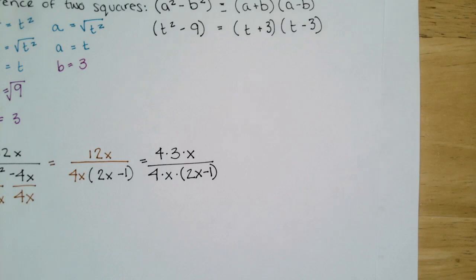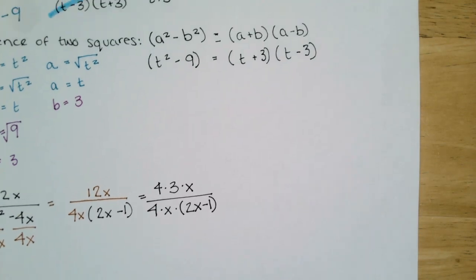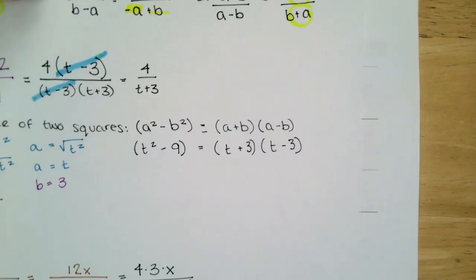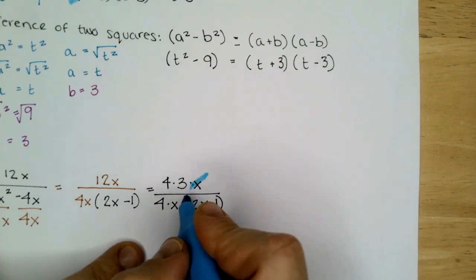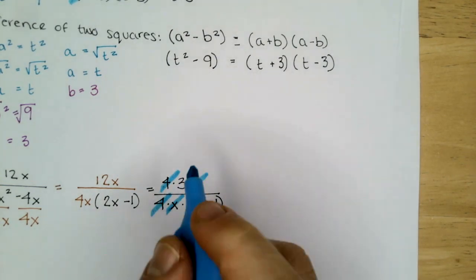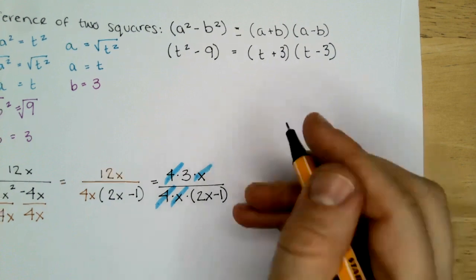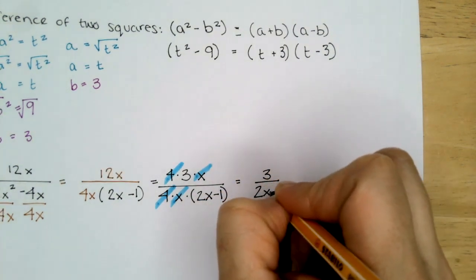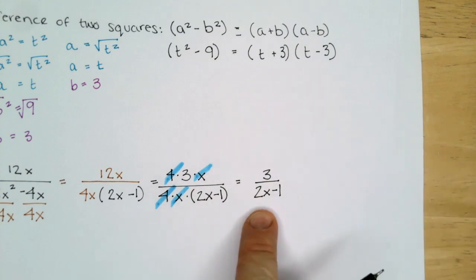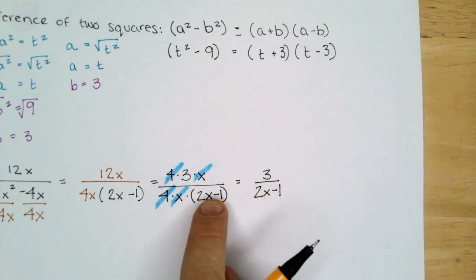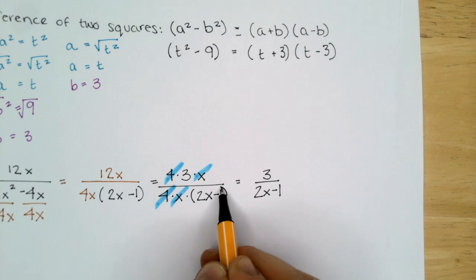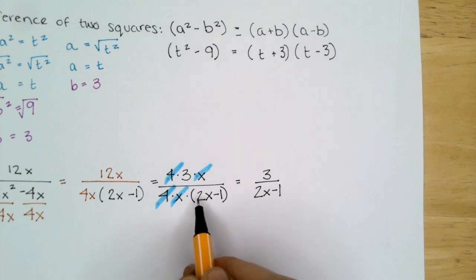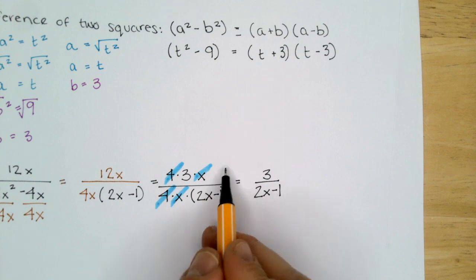Okay? What can we factor out? Up here, we factored out the t minus 3. Down here, we can factor out the x and the 4. So we are left with 3 over 2x minus 1. Good? We're not going to factor out this x because this subtraction means that this whole thing is one factor. So you would have to have exactly 2x minus 1 up here for it to factor out.